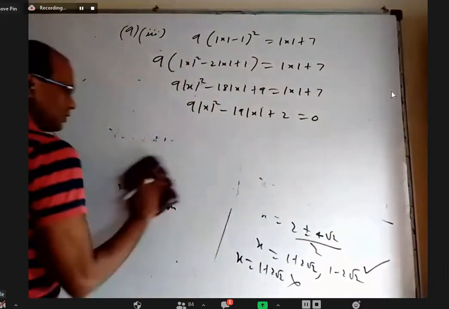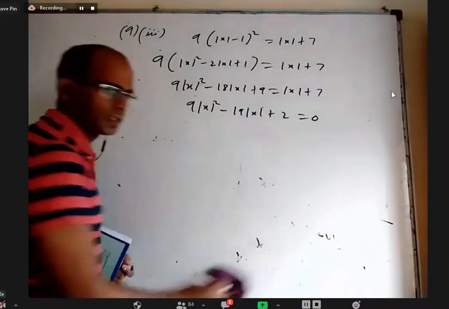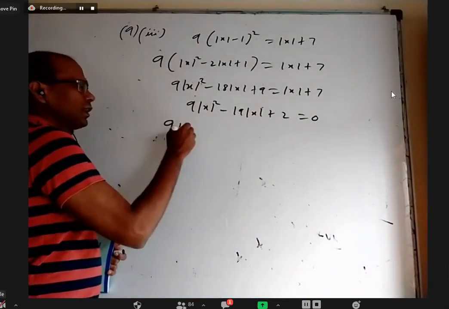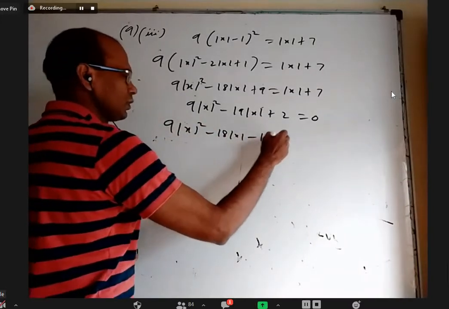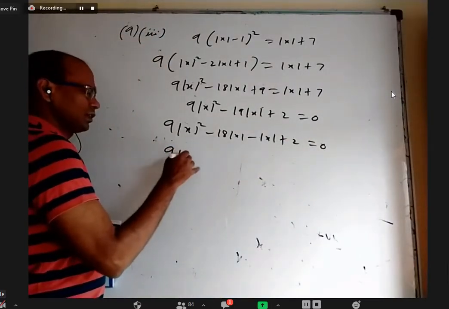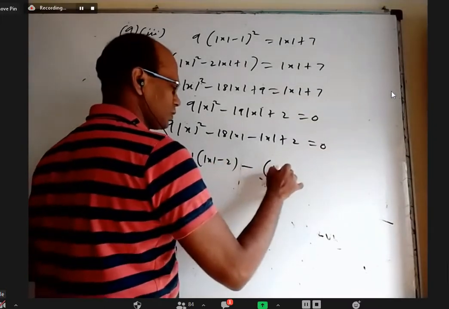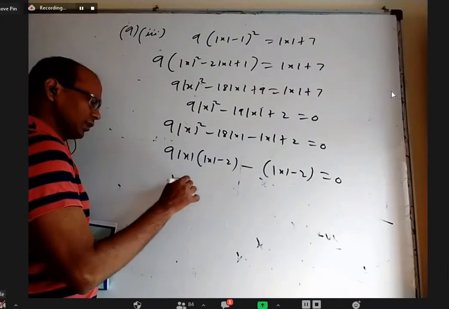Everywhere mod x is there, so I can take mod x as t and it is like a normal quadratic equation. So I'll split the middle term. 9 twos are 18, so I can take minus 18 and minus 1. 9 mod x square minus 18 mod x minus mod x plus 2 equal to 0. From these two, I can take 9 mod x common. I'll get mod x minus 2, minus, common, mod x minus 2 equal to 0. Mod x minus 2 common.